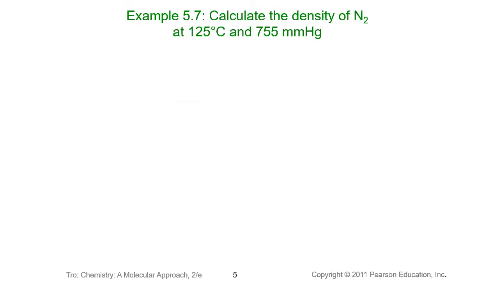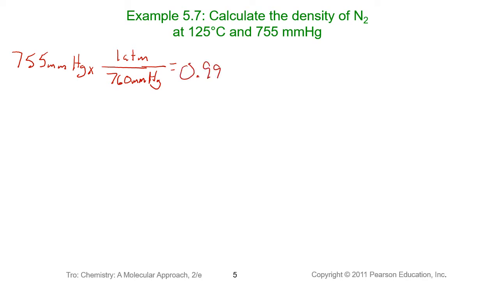Let's calculate the density of nitrogen. We're given a temperature and a pressure. Our pressure is in millimeters of mercury, so we need to convert that into atmospheres, remembering that 760 millimeters of mercury is 1 atmosphere. This gives us a pressure of 0.99342 atmospheres. We also have to convert the temperature.